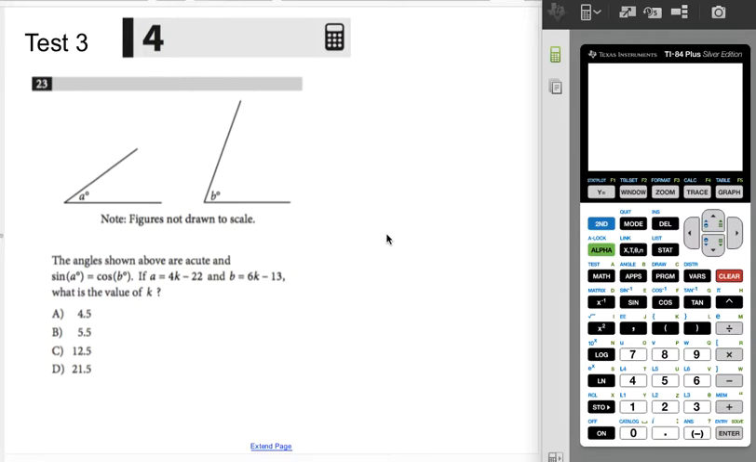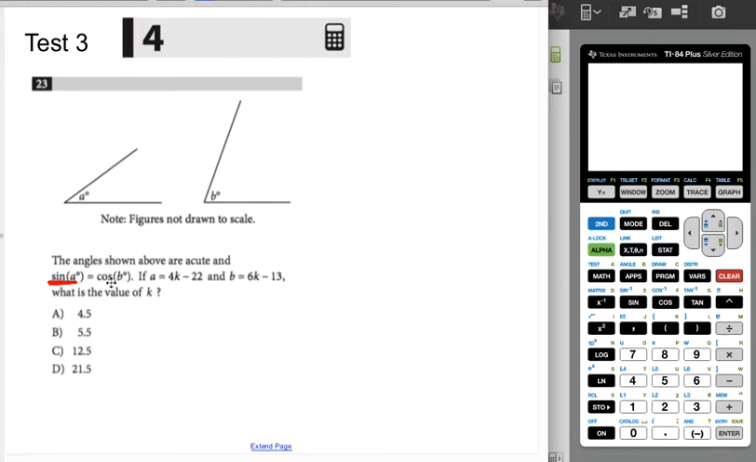So the trick here is to recognize that if the sine of A is the same as the cosine of B, we've seen this in triangles before. So let's just say that this one's A and this one's B. So the sine of A would be like this number on top of this number.